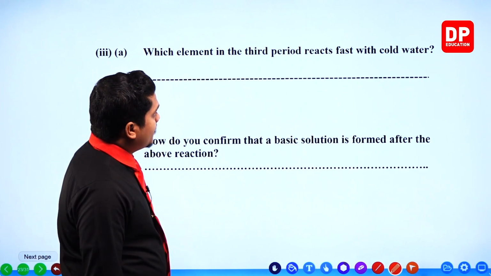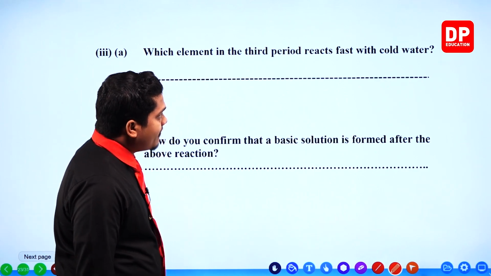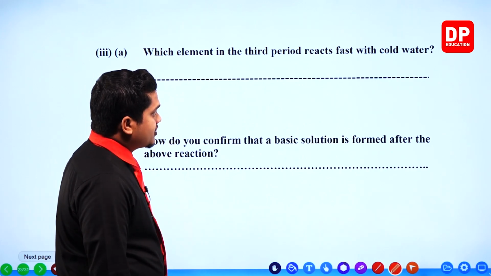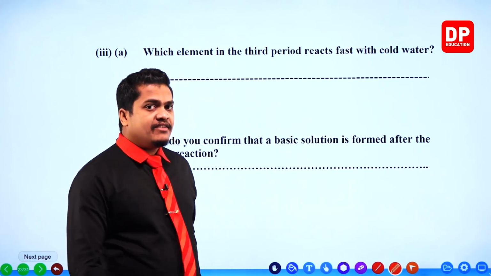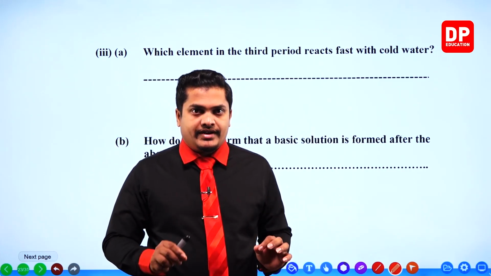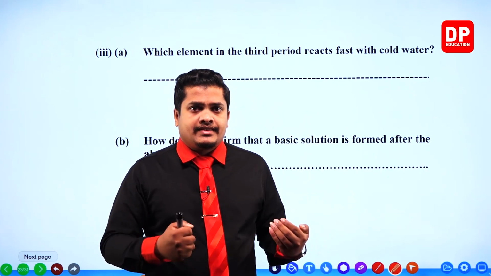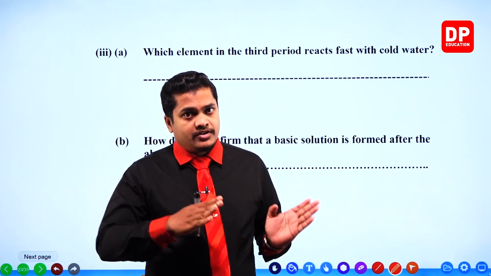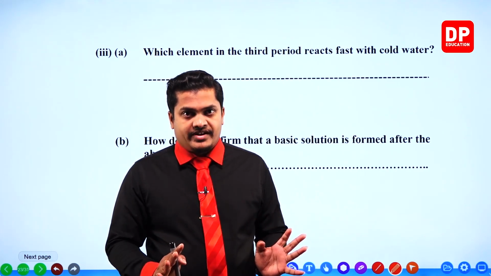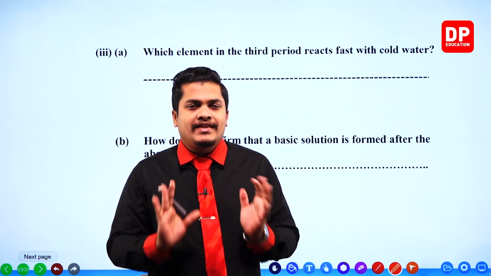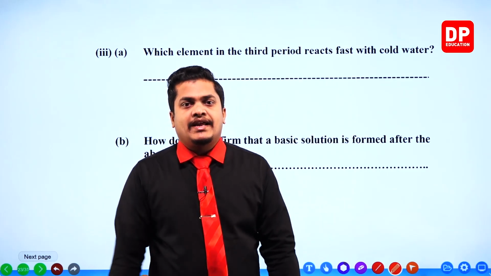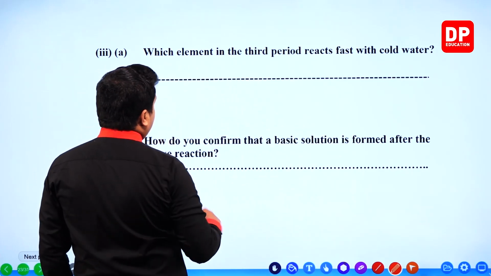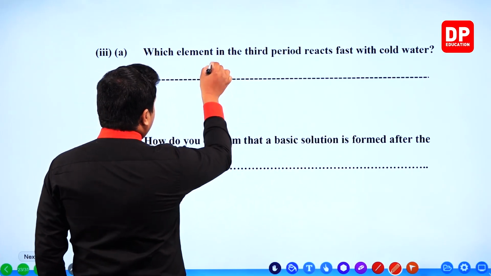Which element in the third period reacts fast with cold water? There is only one element in our periodic table in our O-level syllabus that we are going to learn about which reacts with cold water, my dear children. In our syllabus, we are learning about only that particular element. So that element is sodium. The one and only element that reacts fast with cold water is sodium.